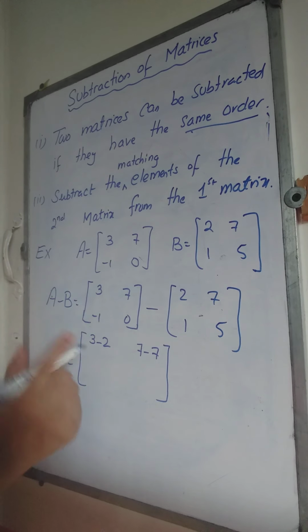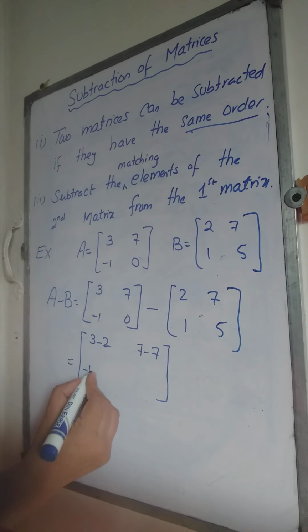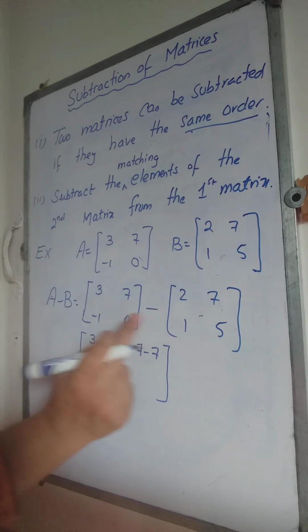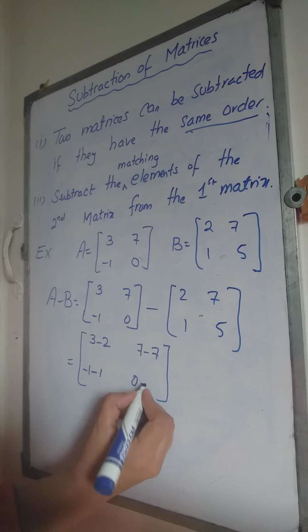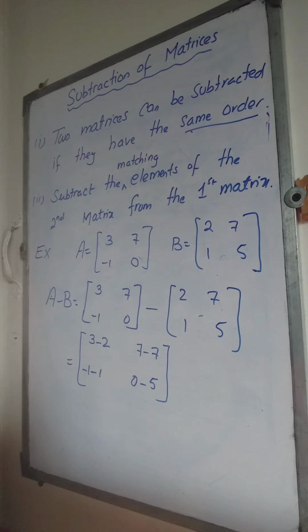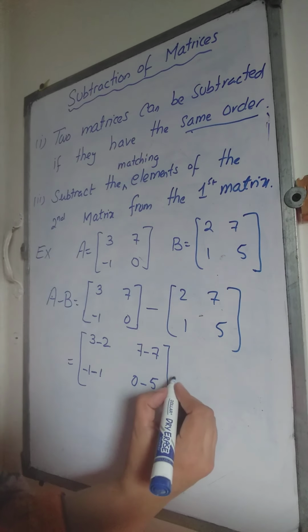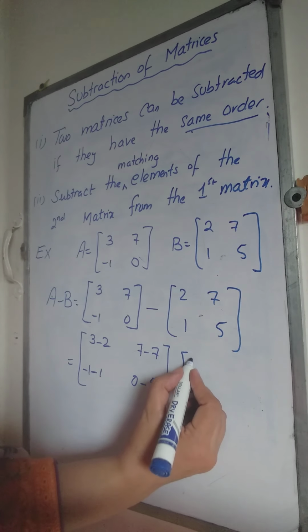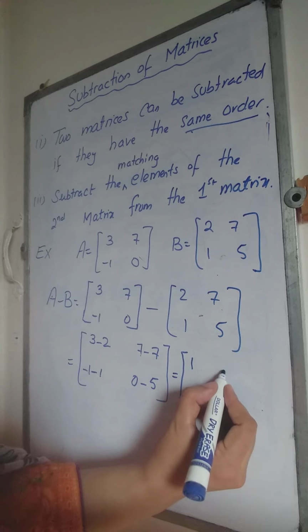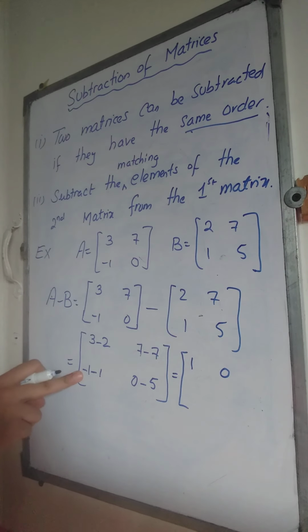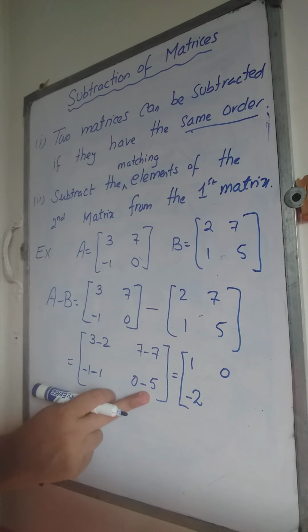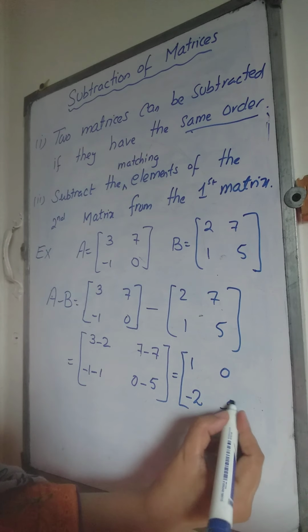Third, from the third, -1. Subtract 1 from it. Then 5 will be subtracted from 0. 0 minus 5. So what we get? 3 minus 2, 1. 7 minus 7, 0. And -1 minus 1 is -2. 0 minus 5 will be -5.